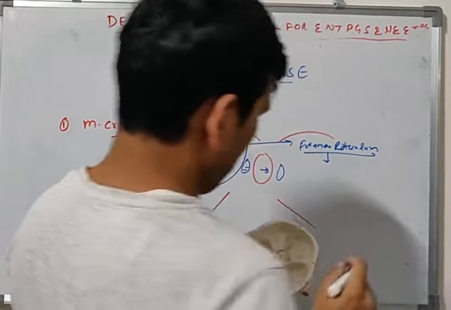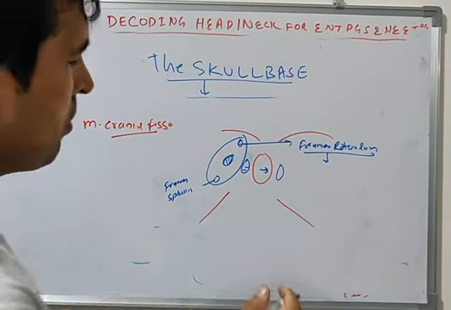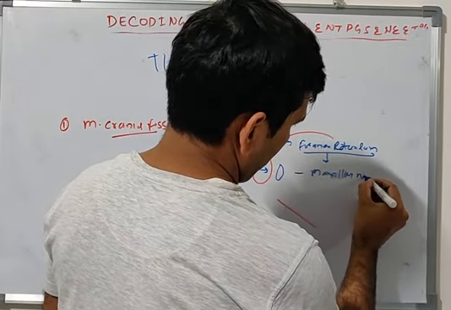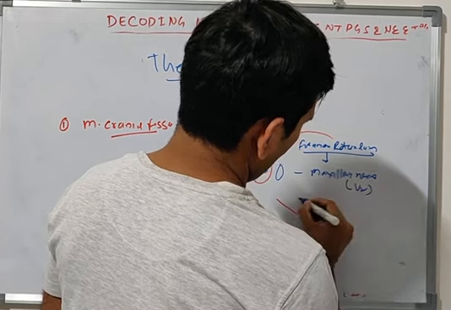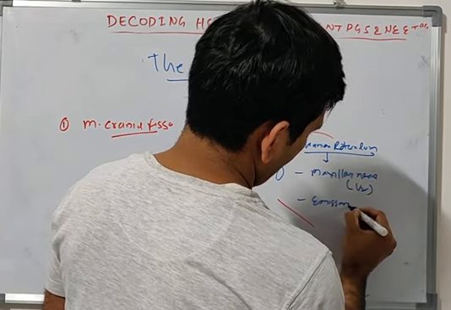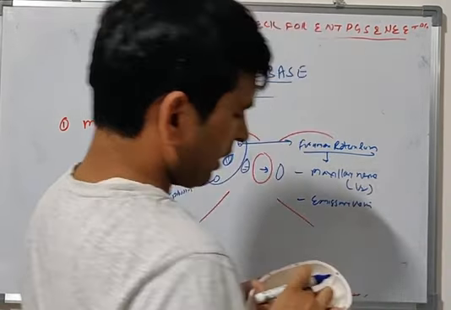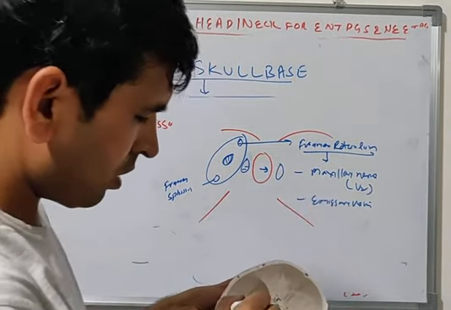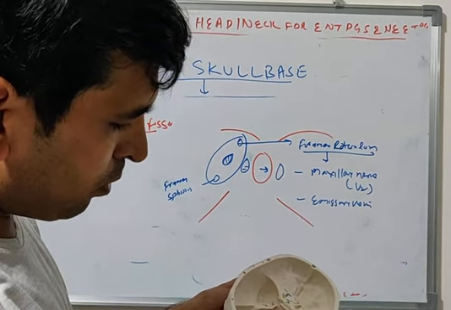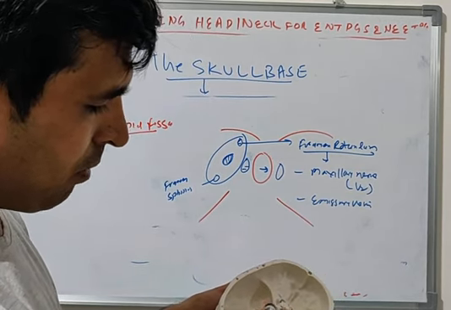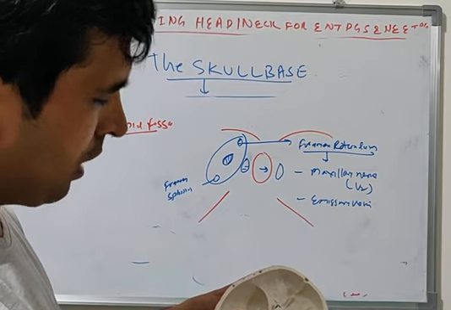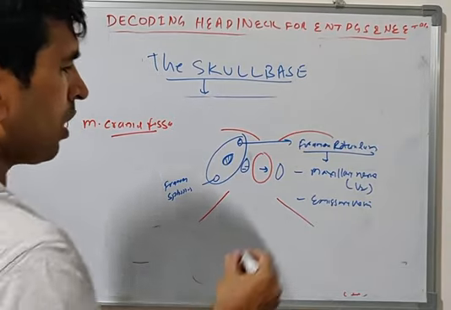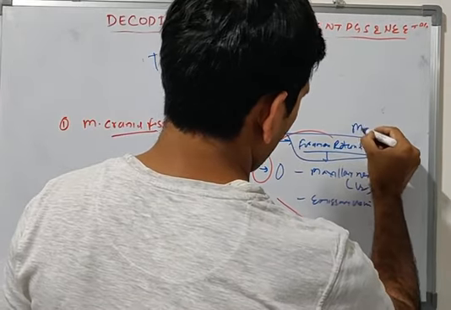Mainly the structures passing through this foramen rotundum are the maxillary nerve, V2, and the emissary vein. The emissary vein connects the pterygoid venous plexus to the cavernous sinus, and the maxillary nerve passes through this. Here, if you see, the superior passageway forms three divisions: ophthalmic, maxillary, and mandibular. So the maxillary nerve and emissary vein pass through the foramen rotundum. This is a very important MCQ.